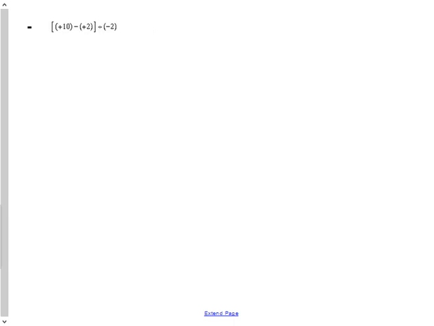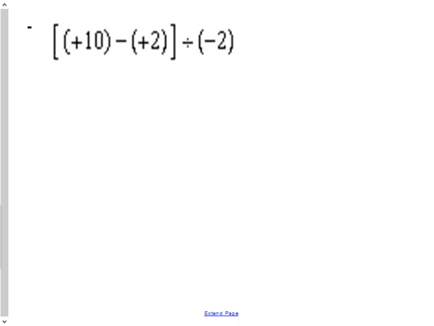Your next question says, in square brackets. Now the reason why the square brackets are there is because these round brackets are here. But if you really look at that, that's the same thing as the last question. +10 take away +2 is the same thing as just 10 take away 2. So I don't need square brackets because round brackets are okay. Right? If I was to do +10 take away +2, I'm still going to get 8 no matter how I did it. And divided by -2.